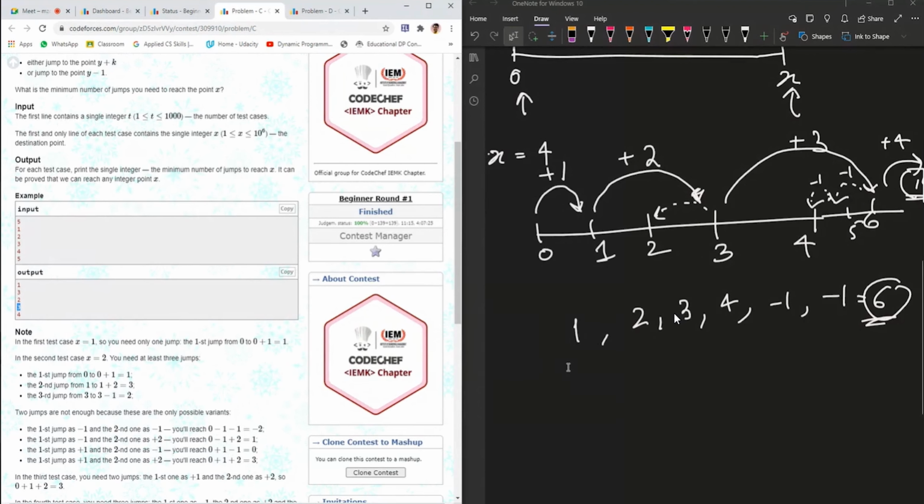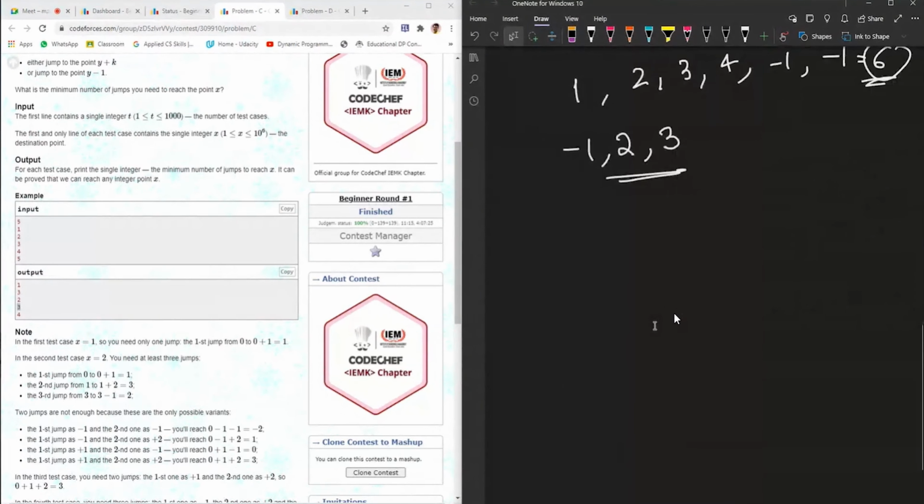How? Let me explain it to you. Suppose in the first jump, instead of going one step forward, I went one step backward. Then in the second jump, I went two steps forward, and then in the third step, I went three steps forward. So this will give me 4. I hope everyone has understood this. If all of you have understood this, then we can go on to the logic of the program.